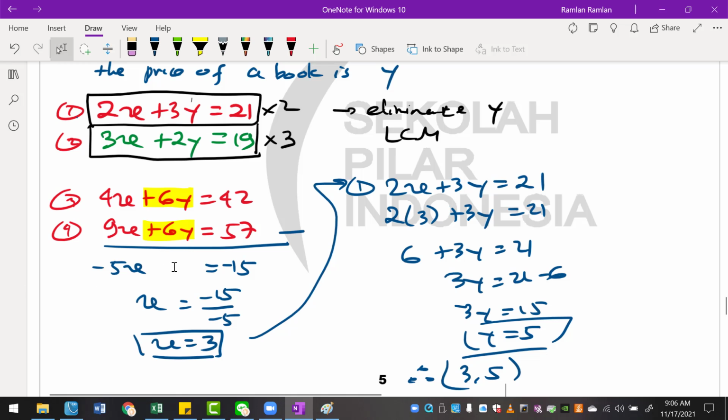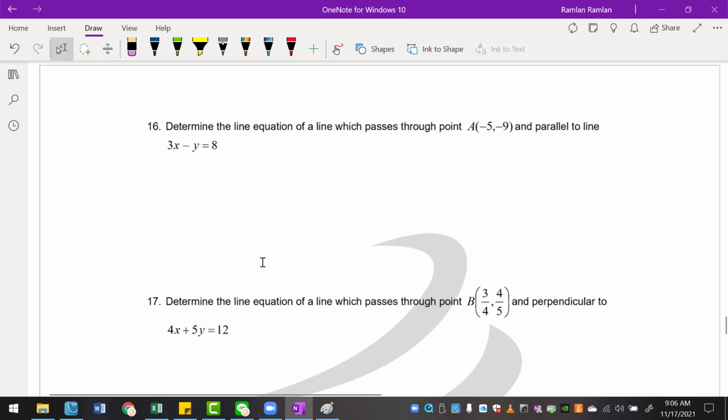Okay, next up, number 16. Now determine the line equation of the line which passes through point A and is parallel to this line.